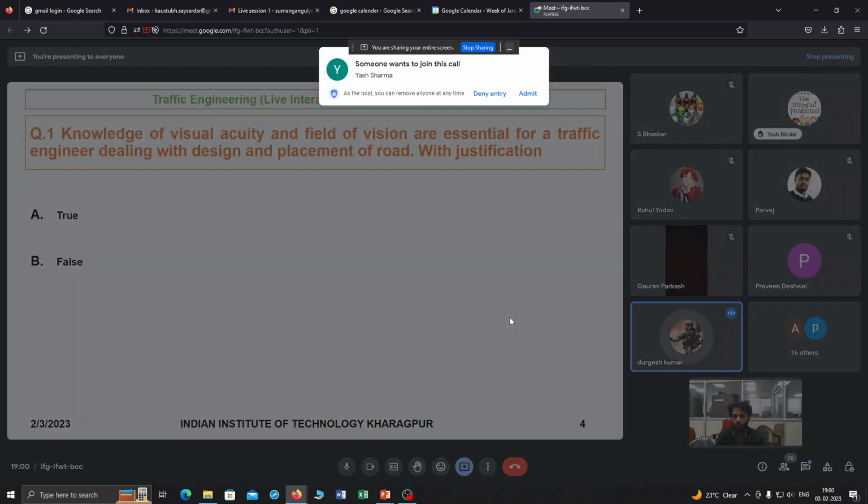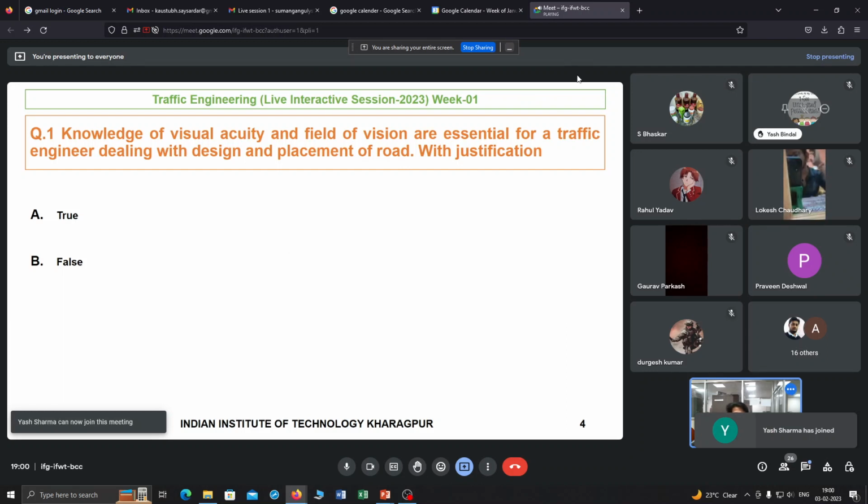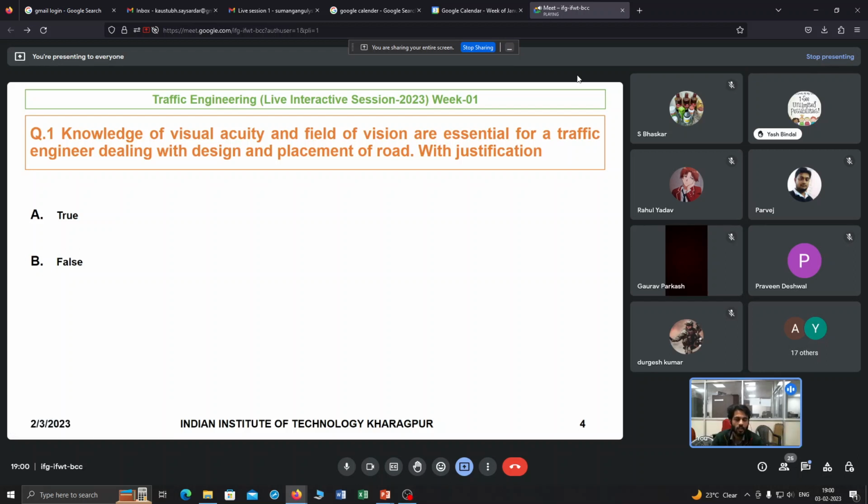Actually, your voice is not coming clearly. Although I got some part of it, I am not getting the whole question. Suppose you are saying something about overtaking sight distance. First, I don't think it is covered here, and maybe it is more applicable to a geometric design course. But still, if you want to say, you can ask.